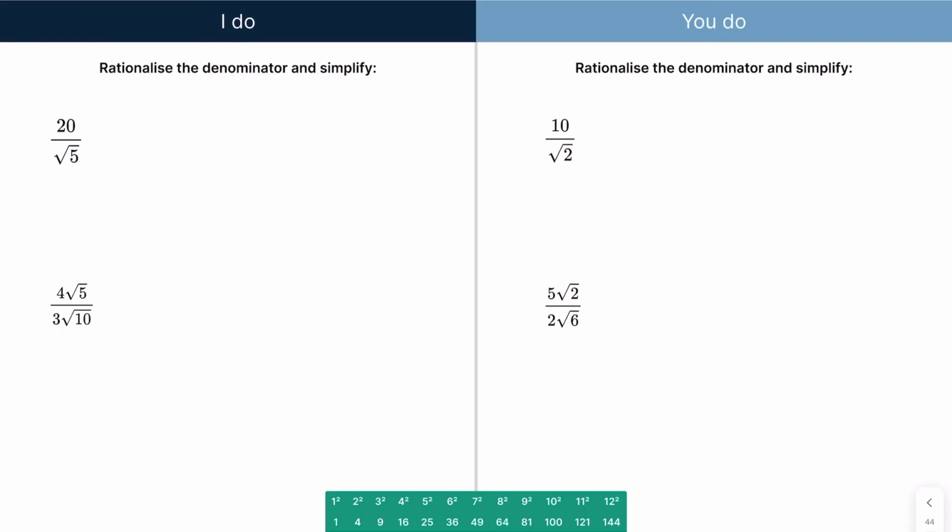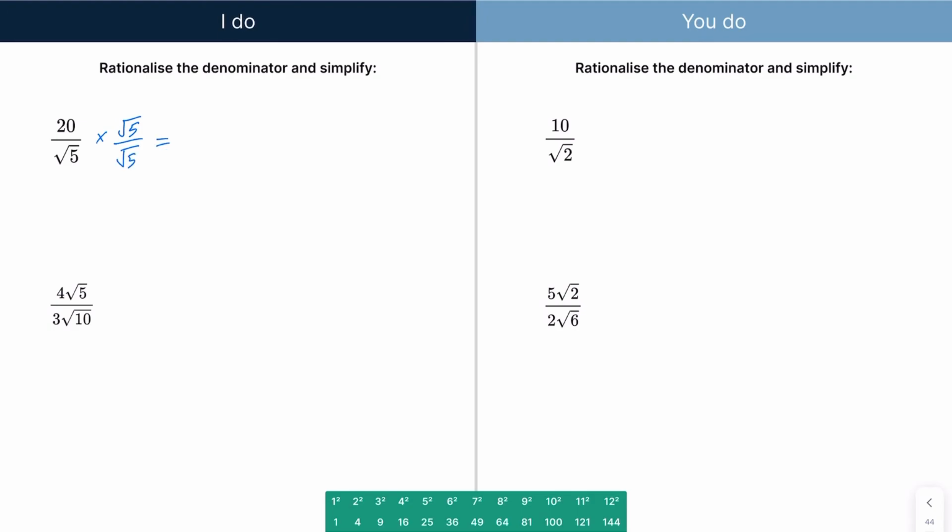Now, it says rationalize the denominator and simplify. What does rationalize mean? Rationalize simply means to get rid of the surd from the denominator. So if you multiply this by the denominator, so that's root 5 over root 5. And you might be wondering, well, why are we doing this?